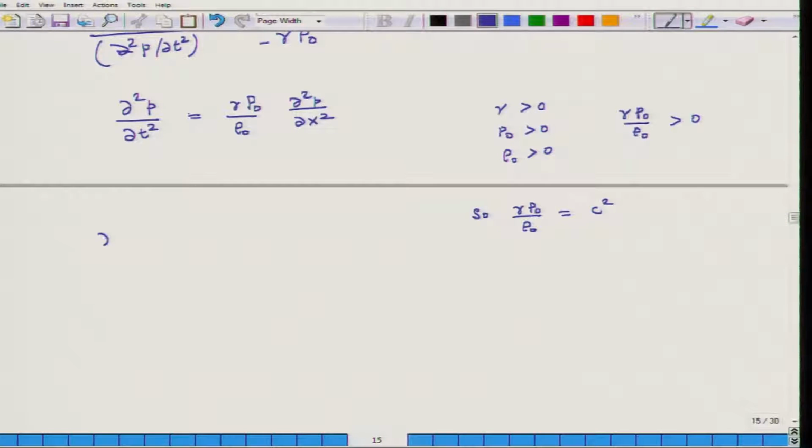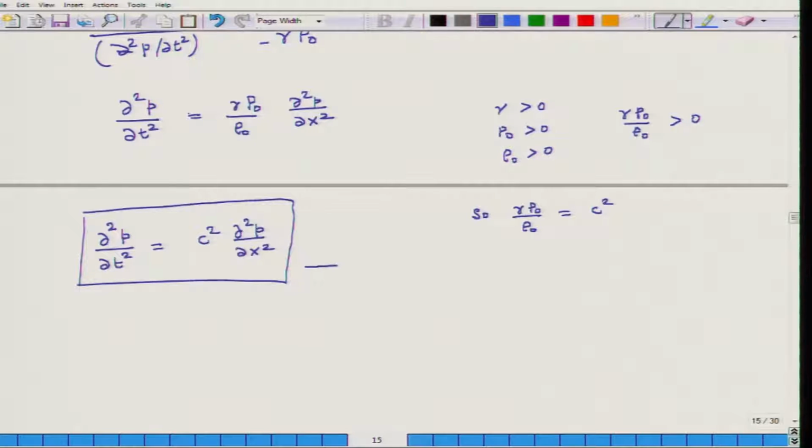So, if that is the case, then the second derivative of pressure with respect to time equals c square times the second derivative of pressure with respect to x. So, I can replace gamma p naught over rho naught with c square, and that is my 1D wave equation for pressure.